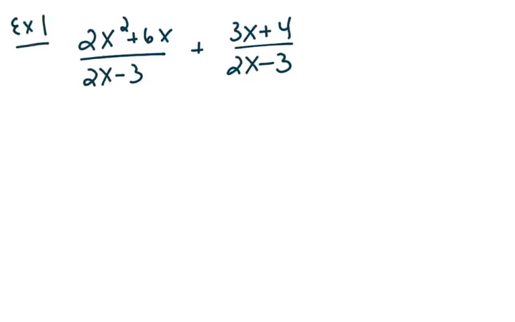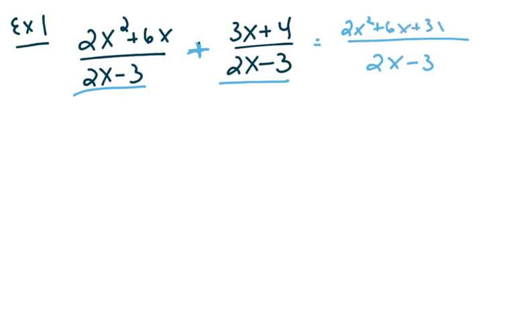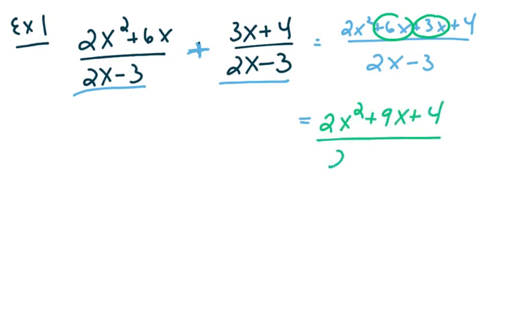Okay, so let's look at this example. First thing you do is you acknowledge what type of operation it is, so it's plus. Then you say, okay, if I'm adding fractions, they have to have like denominators, which in this example they do. So that means you just write the denominator one time, and then you write the numerator plus the numerator. So 2x squared plus 6x plus 3x plus 4. And so the only like terms you have here are the 6 and the 3. So you're going to have 2x squared plus 9x plus 4 all over 2x minus 3.